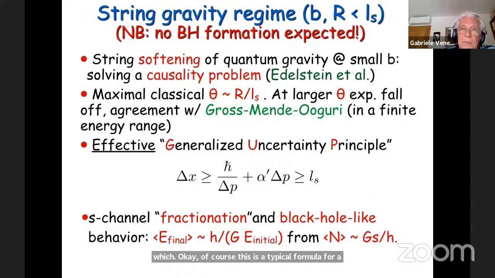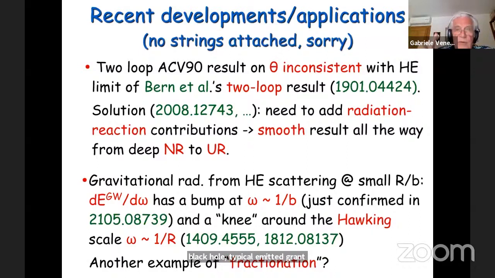Then I want to open just one parenthesis, one slide, for two recent developments and applications. And sorry, there are no strings attached here. So one is that the already mentioned 1990 result on theta turned out to be inconsistent with the high energy limit of Bernstein's two-loop result on the relativistic two-body problem in GR. And the solution, which came only about a year ago, is that you need to add to the calculation of Bernstein so-called radiation reaction contributions.